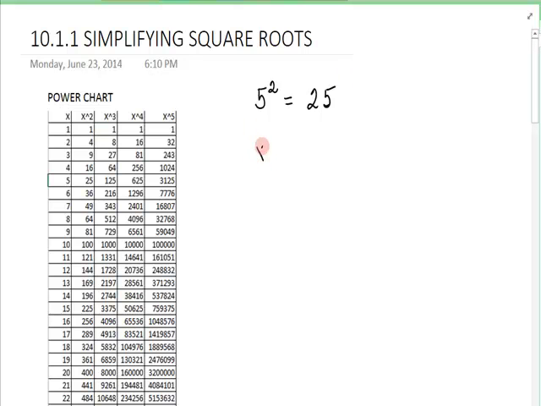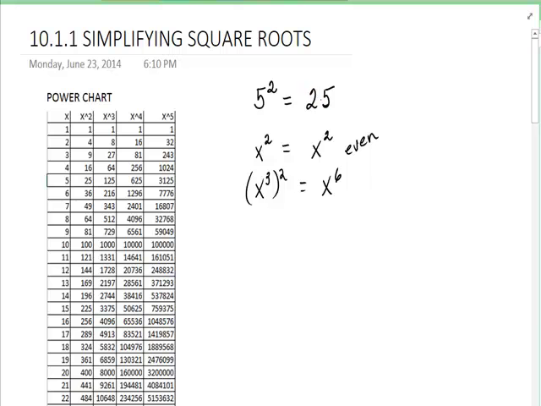25 is considered a perfect square. If you have x and you square it, it is x squared. If you have x to the third and you square it, you get x to the sixth. So all of these in this right-hand column are perfect squares. Any variable raised to an even power is a perfect square, and numbers that are the result of squaring other numbers are perfect squares.